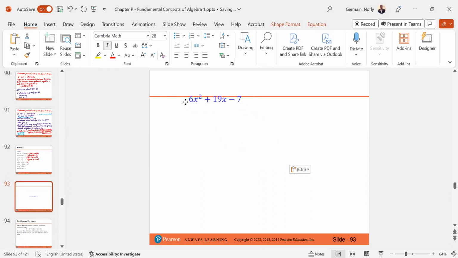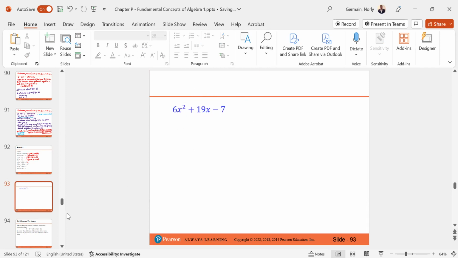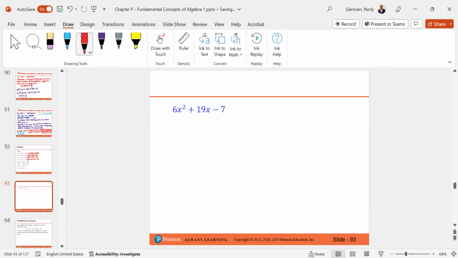Let's factor this one. All right? Okay, let's factor it. We said in this case, so when you see this one, remember A is 6, B is 19, C is negative 7. So we can say, what is AC? AC equals 6 times negative 7, that's negative 42. Now, let's see, two numbers that when you multiply give you negative 42, and when you add give you positive 19.